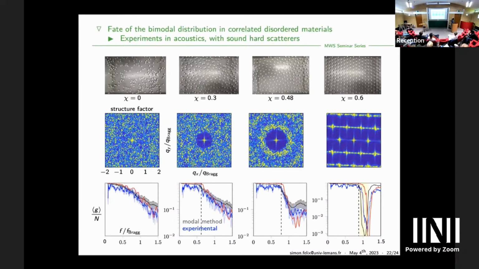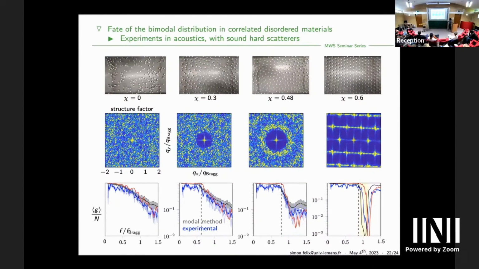It will be quick. It's just to illustrate with another experiment, this time in acoustics. So it looks a lot like the first experiment which was in microwave. We have a waveguide, seen from above, with circular scatterers in different configurations of the disorder, including hyperuniform distributions. We see the same kind of result here, also in simulations.